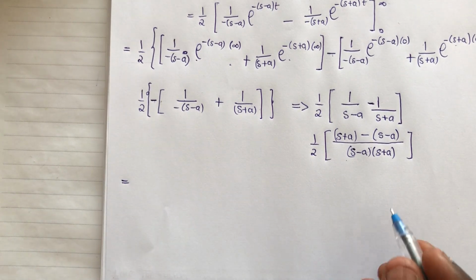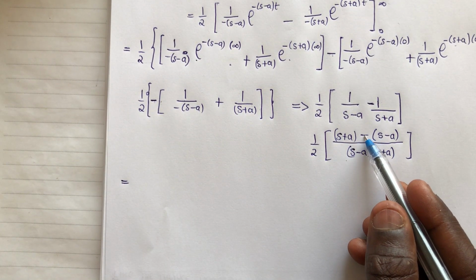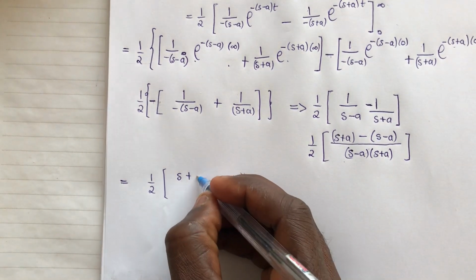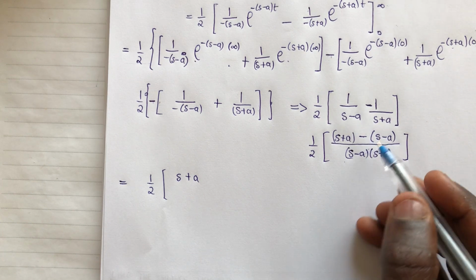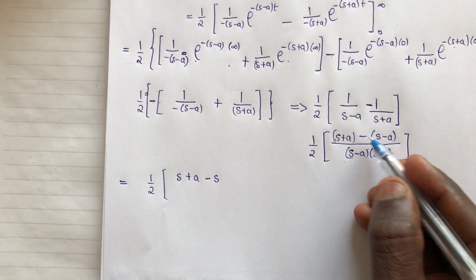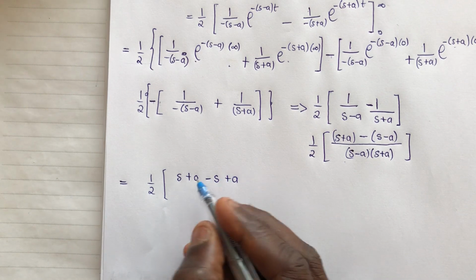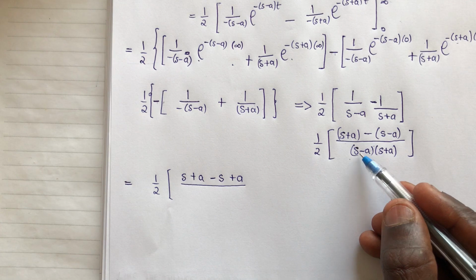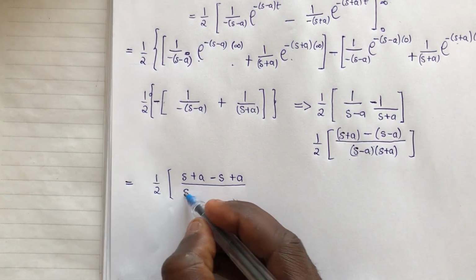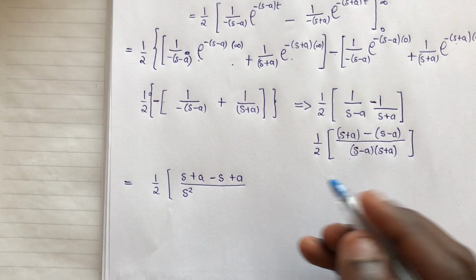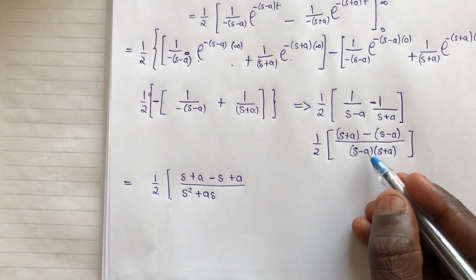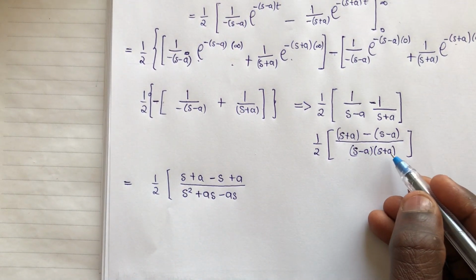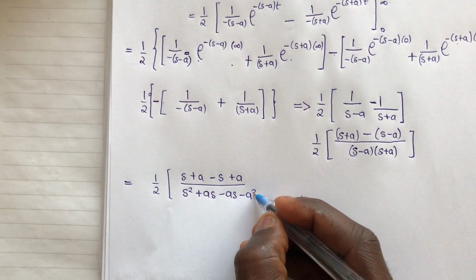From here, we can expand this one by using this to open the bracket. So we have our 1 out of 2, s plus a. Negative times this is giving us minus s. Negative times this is giving us plus a. We divide this result by, expand the denominator. s times s, you have s squared. s times a, you have plus as. Negative a times s, you have minus as. Negative a times a, you have minus a squared.